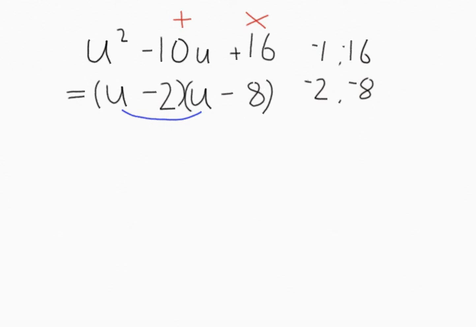Then if we look at what we've got, just to check it, the u times u, good, makes u squared. The minus 2 times the minus 8 gives us 16. Great. Let's try a different colour for the u bits. The u times minus 8 is minus 8u, and there's another minus 2u, so that comes to minus 10u, exactly as required. Job done. Excellent.